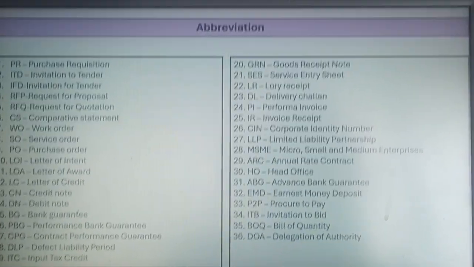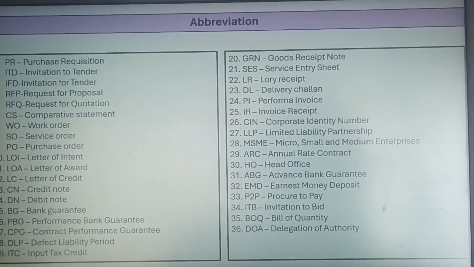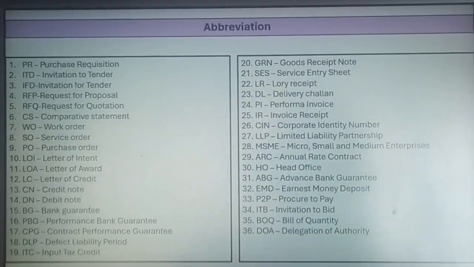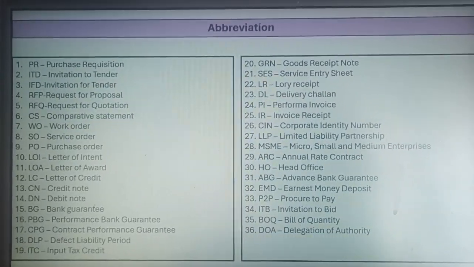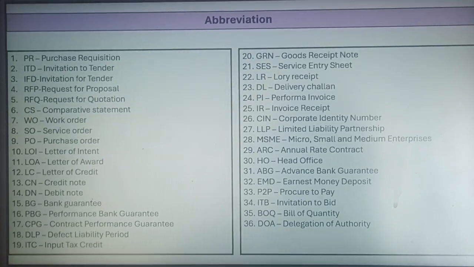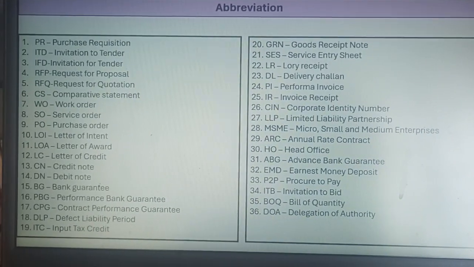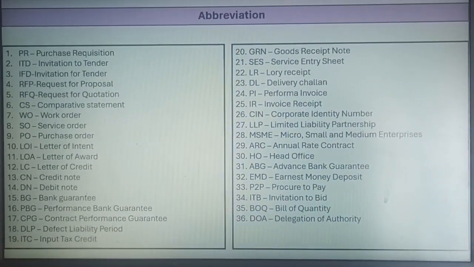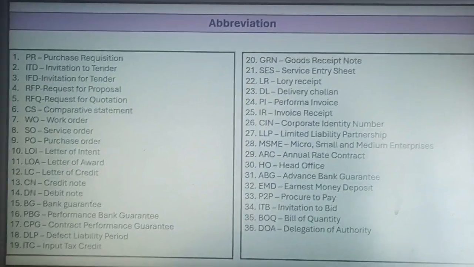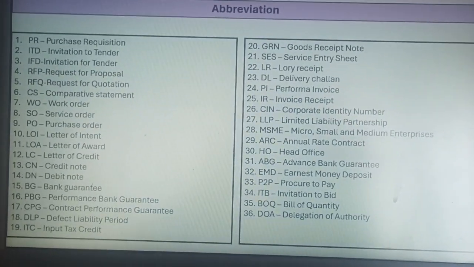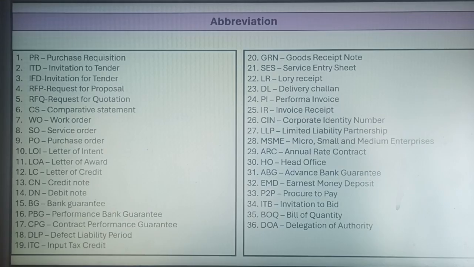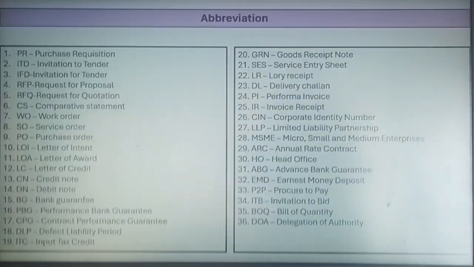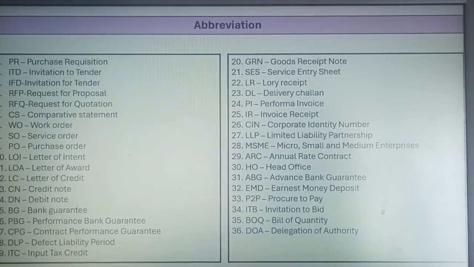DOA, delegation of authority, is a must for every organization, because decisions are taken by the organization on the basis of the delegation of authority document, DOA. So every employee or engineer should know which person has how much authority to approve.